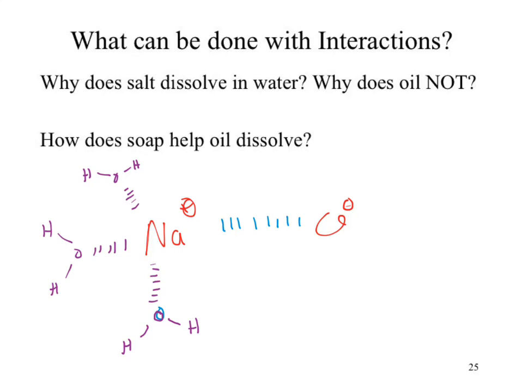If we go through and take a look at salt dissolving in water, we can come up with an explanation. If we look at oil, our structure for most oils is just carbons and hydrogens. Let's just draw methane as an example. If we look at this interaction, we've got our red interaction versus our purple. Why do we not expect methane to dissolve in water?